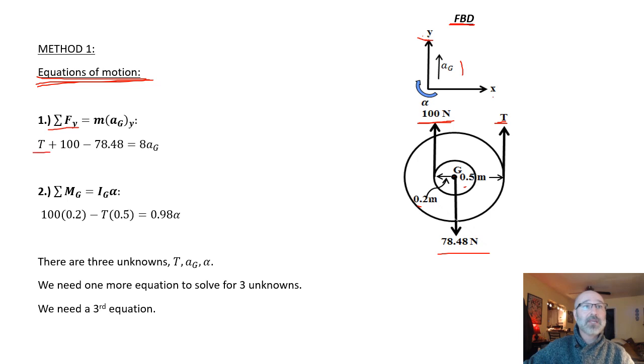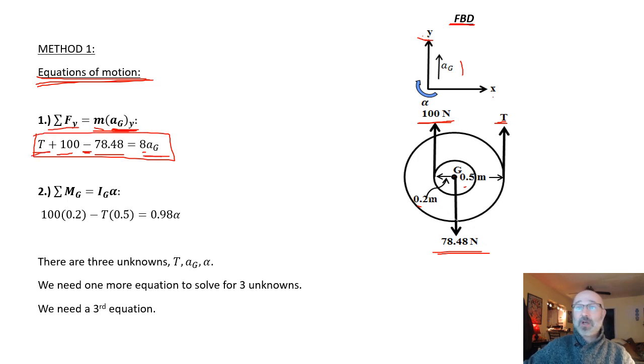So I say T plus 100 newtons minus, in my negative y direction, I have my weight force of mass times acceleration due to gravity, which is 78.48. There's my minus sign because I'm acting in my negative y direction, is equal to the right-hand side of Newton's second law, my mass times acceleration. So my mass is 8, given to me in my problem statement, times my a sub g, which is my acceleration in my y direction. So this gives me one equation with two unknowns. I don't know my tension force, and I don't know my a sub g.